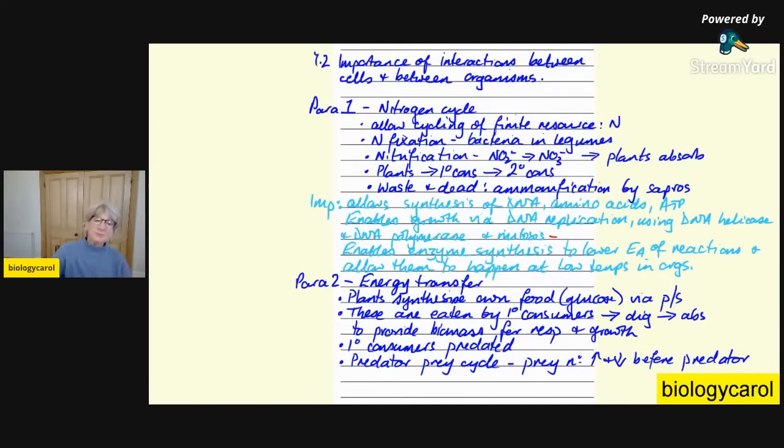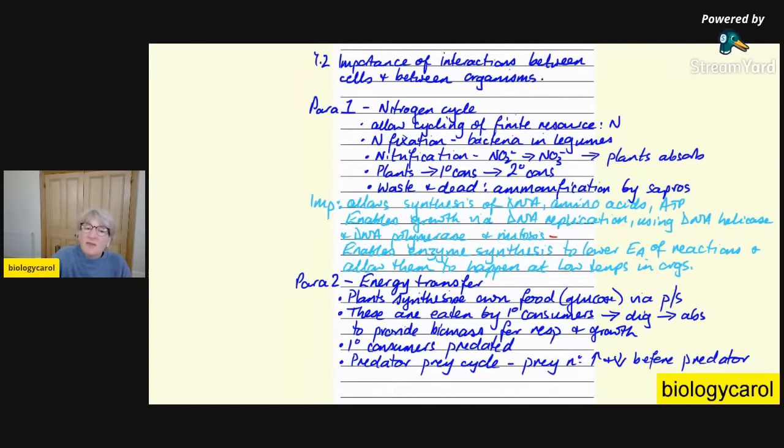Okay, paragraph 2, energy transfer. So here is my knowledge bit, AO1. Plants synthesize their own food. That's almost GCSE, glucose, via photosynthesis. You could put via the light independent and the light dependent reactions, which allows the plant to absorb light and fix carbon dioxide. Show them that you know a little bit. You don't have to describe the whole thing. That would probably be close to irrelevant. You're going off on one.